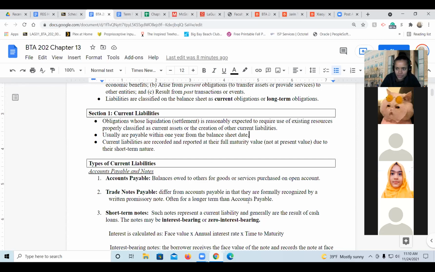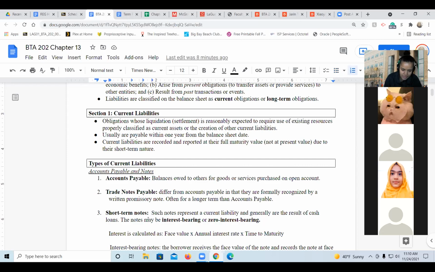So if you have a business, you could just have a straight accounts payable. Maybe you buy from a wholesaler and you have to pay it back within 30 days or 45 days. That's your accounts payable. But sometimes you could buy from another company and they actually give you a longer time to pay, maybe 3 months or something, but they want you to sign a document. Like a promissory note is a promise to pay the money back, and there may even be interest on that. So trade notes payable, slightly different from accounts payable, right?